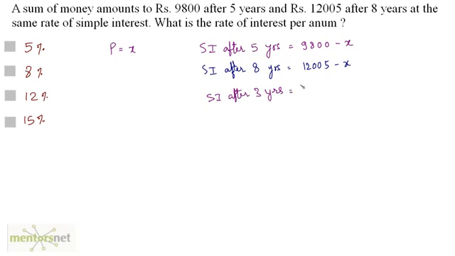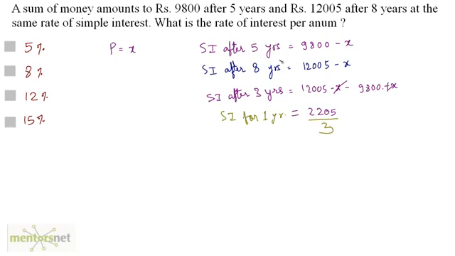And that's equal to 12,005 minus X minus 9,800 plus X. These X's get cancelled out. 12,005 minus 9,800 is 2,205. And if I divide it by 3, I get the simple interest for 1 year. Right? Now I have the simple interest for 1 year.